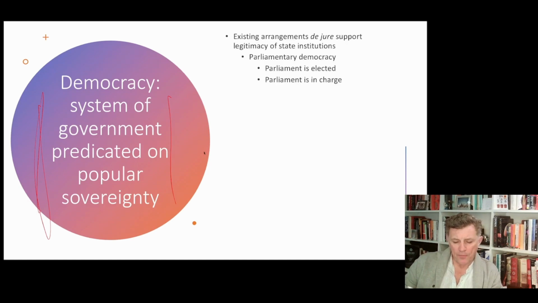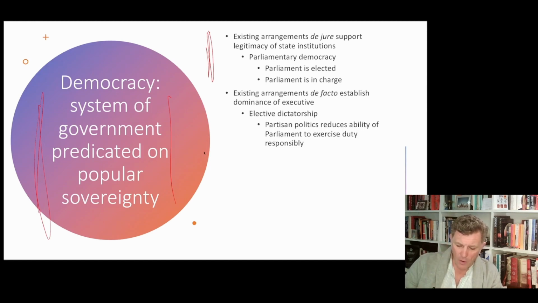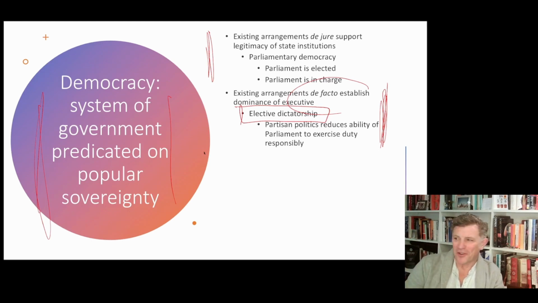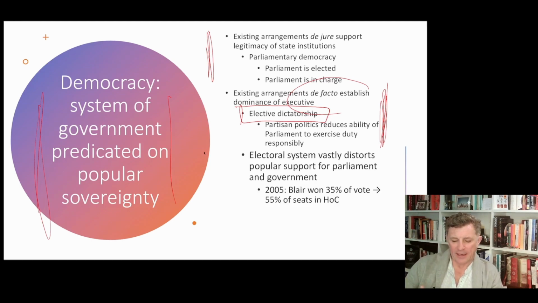However, we've already established this point that the existing arrangements, certainly de jure, that is by law, suggest the legitimacy of state institutions. We've got parliamentary democracy, and so on. We counter that with the de facto establishment of the elective dictatorship. So this is the first bit of your counter. And to a certain extent, we've already dealt with that. But now I want to get into the idea that I touched on earlier, and that is that the electoral system vastly distorts the popular support for Parliament and government.